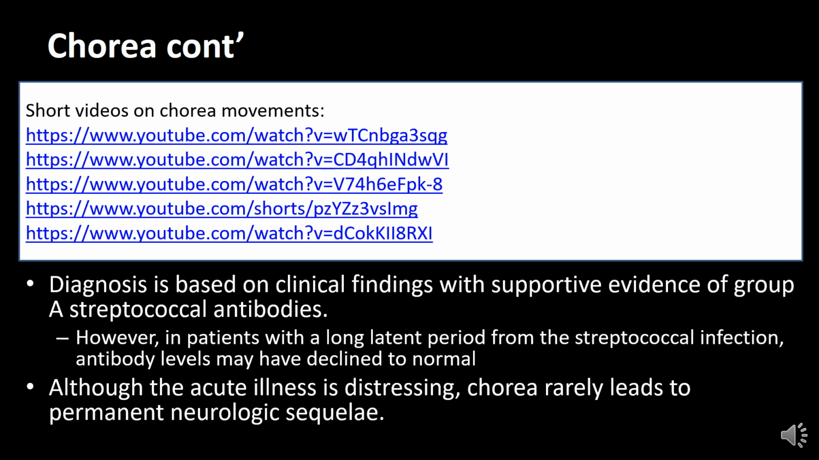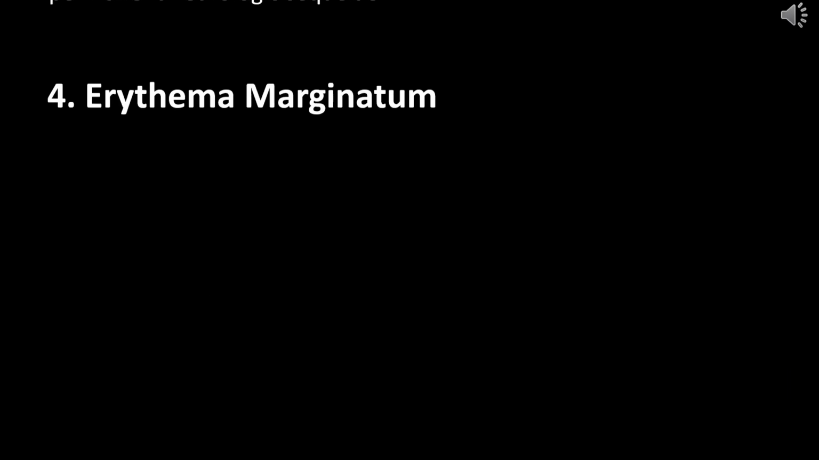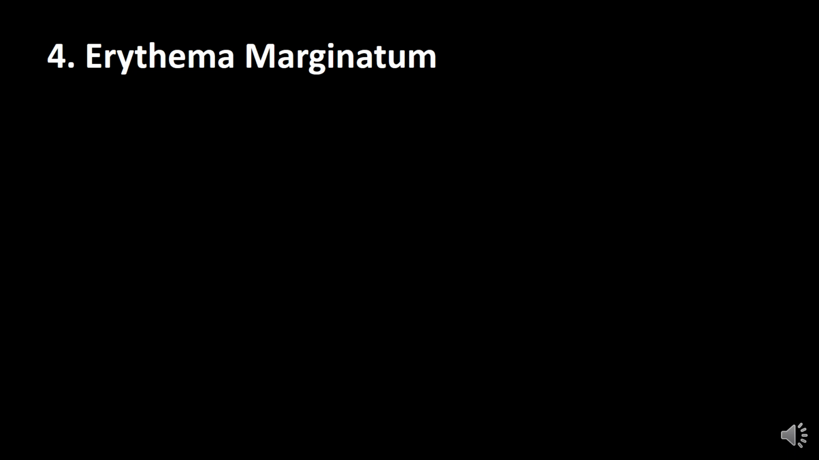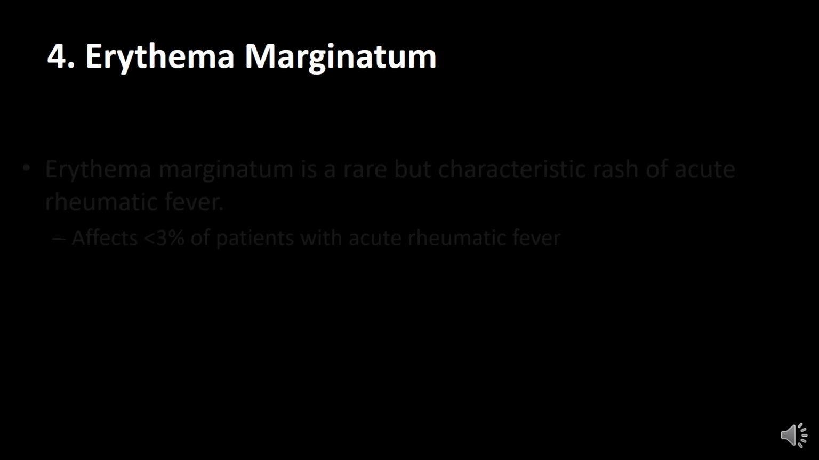Another good thing about chorea is while it is also very dramatic and the acute illness can be very distressing both to the child and to the caregivers, it rarely leads to permanent neurologic sequelae. So far, we have looked at three major criteria manifestations, and so far only one, carditis, is leaving serious consequences behind. Chorea doesn't, arthritis doesn't. Let us now look at erythema marginatum. These are the manifestations or the lesions we see on the skin.